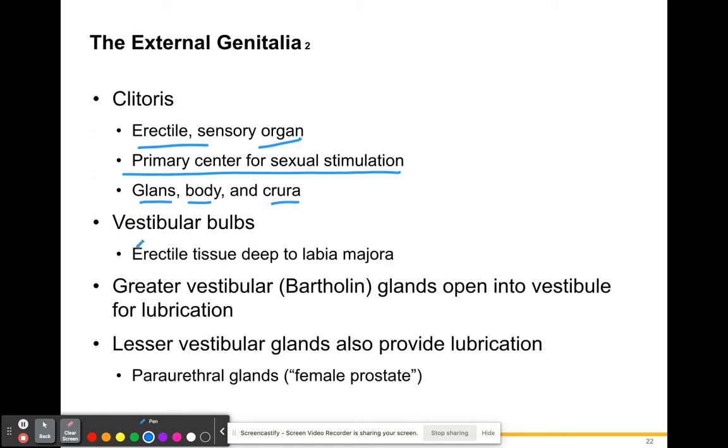Okay, there are vestibular bulbs, which are erectile tissue deep to the labia majora. These bulbs, as well as the greater vestibular glands, open into the vestibule and allow for lubrication of the vaginal canal for sexual intercourse. The lesser vestibular glands will also provide lubrication as well. And then there are the paraurethral glands, which are the female version of the prostate, which help lubricate and prepare the vagina for sexual intercourse.